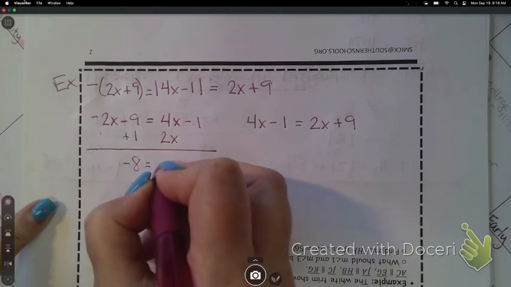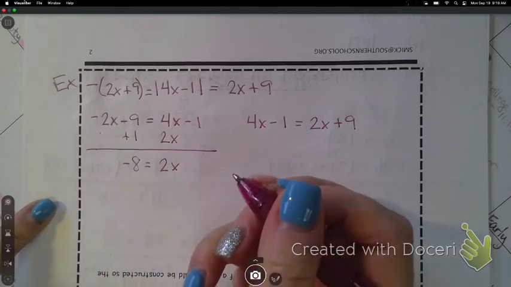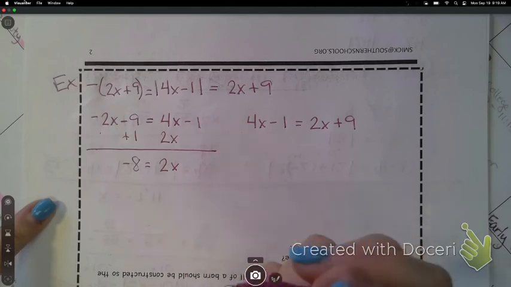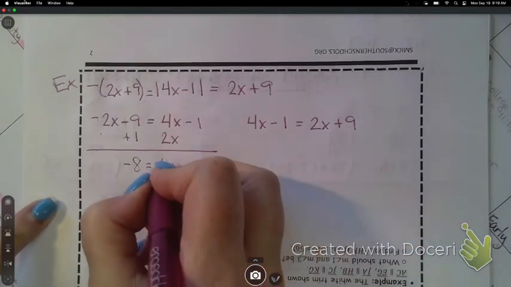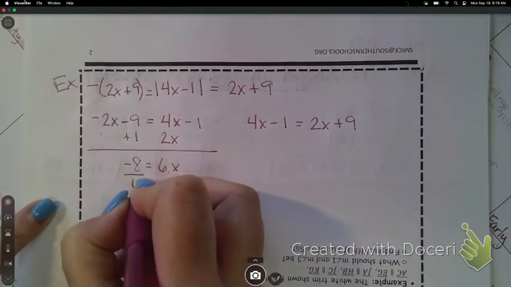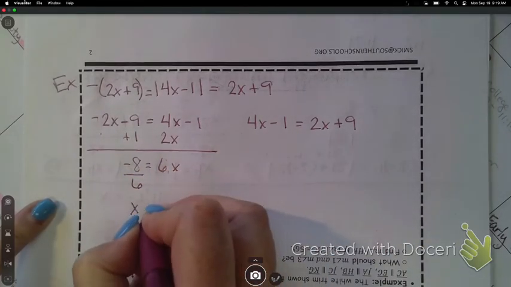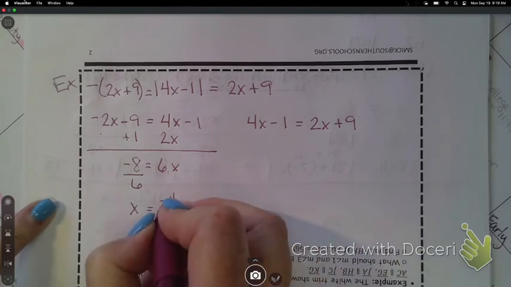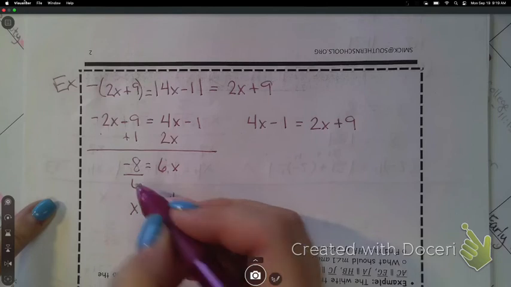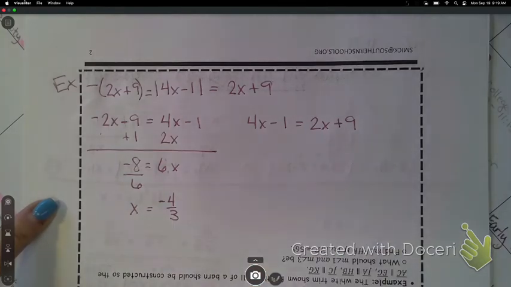Negative 8 equals 2x. That would be 6x, wouldn't it? Because you gotta add the 2. Oh, 6. Yes, thank you. Divided by 6. So x equals negative 4/3. However that works, yeah, sure. Well, what goes into 8 and 6? Oh, 2. I see how you did that. Never mind. You're good.